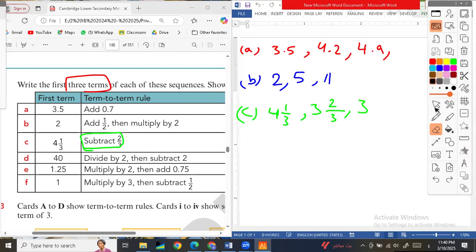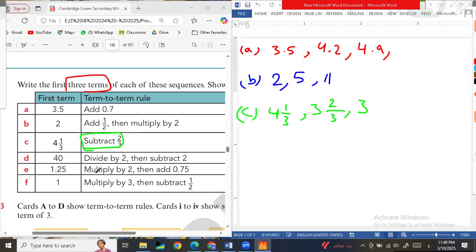Actually, D is very simple. Let's choose another one. Question E says multiply by 2, then add 0.75. Question F, multiply by 3, then subtract half. All right, let's go to the subtraction over here, the fraction over here.